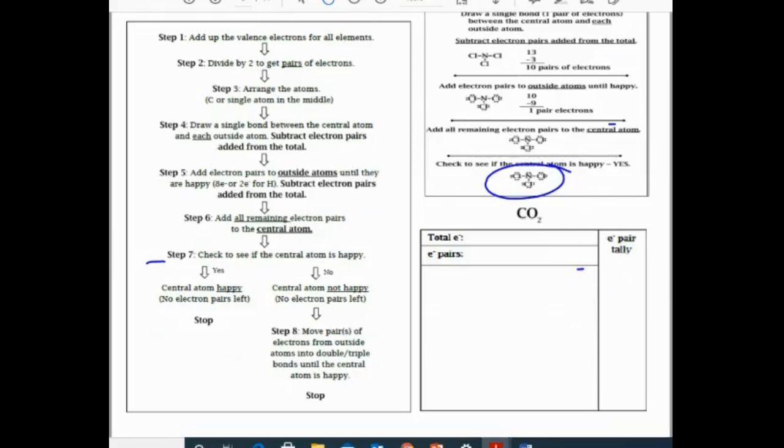So in this case, does nitrogen have 8? It has 2 here, then 3, 4, then 5, 6, and 7, 8. So yes, nitrogen is happy. If the central atom is happy with no electron pairs left, then you stop. If I check and nitrogen was not happy, that's when I would add that double bond or the triple bond, which we will see in an example later. In this case, it's not. All the chlorines have 8, nitrogen is sharing 8, so we're good to go.